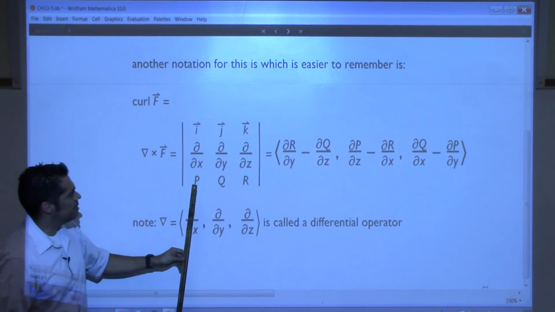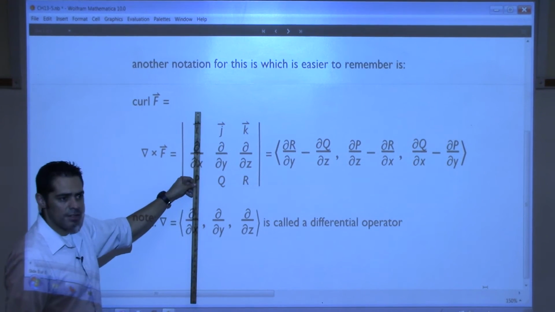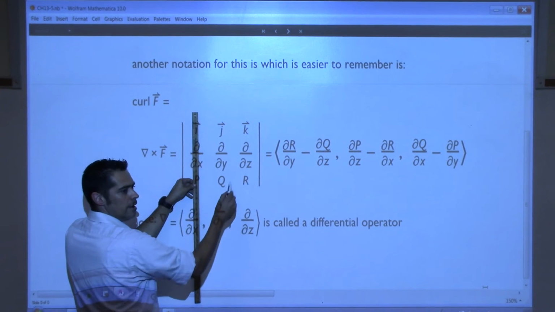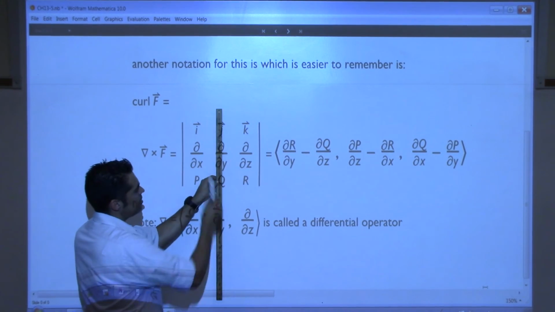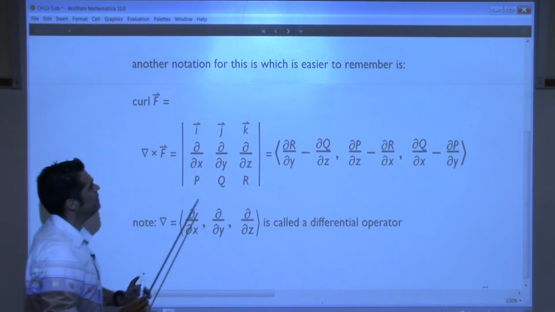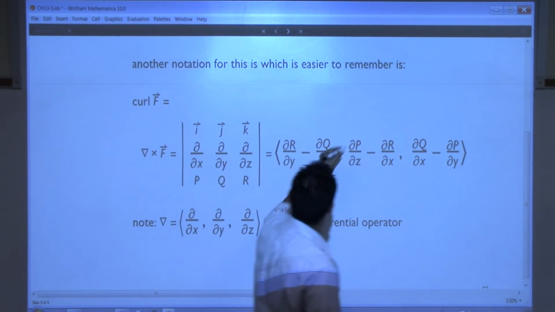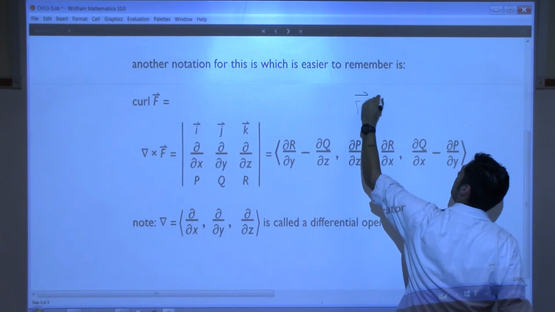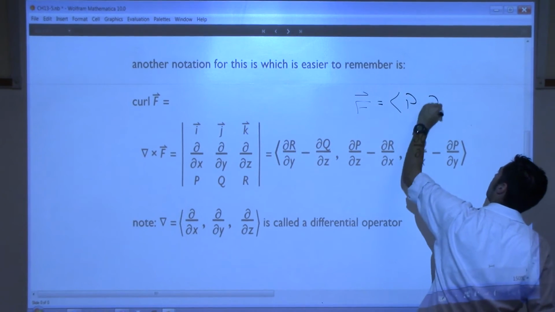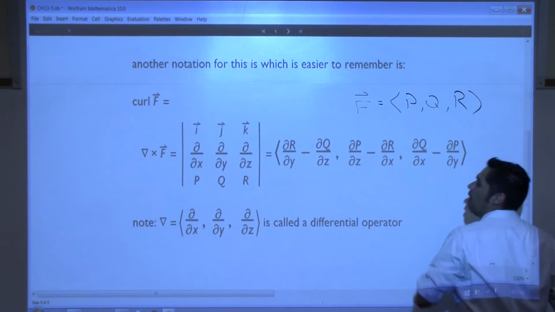So to figure out the first component, we cover up this, right? And then we do a determinant right here, right? And then we cover up this and do a determinant, and then this and determinant, right? By the way, P, Q, and R, it's up here in the notes, are the component functions for the vector field, P, Q, and R, as they've been for a while now.